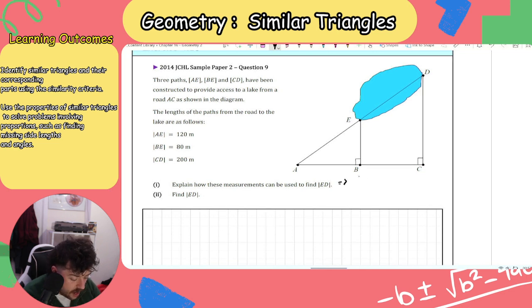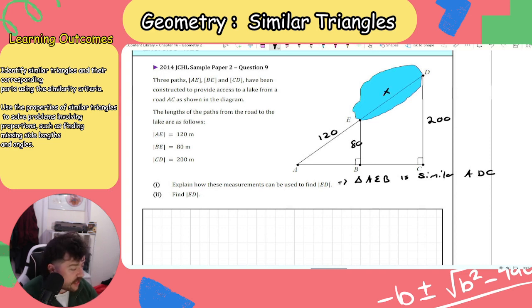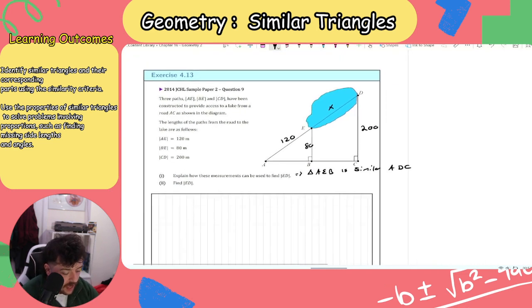Because triangle AEB is going to be similar to ADC. So I'm going to be using similar triangles for this one, right? So let's label the points: AE, that's 120, BE is 80, CD is equal to 200. Find ED, so we need to find the length of the river here. So again, let's sketch this out.